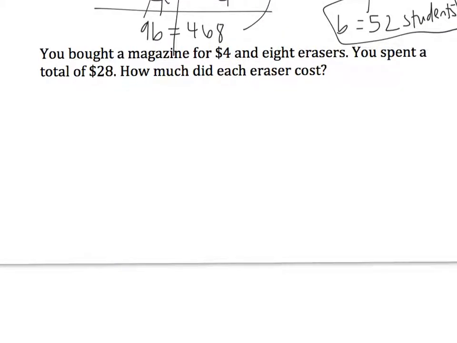All right, let's take a look at the last problem here. You bought a magazine for $4 and 8 erasers. You spent a total of $28. How much did each eraser cost? So let's define our variable. We need to figure out how much each eraser cost. So I'm going to say E is my variable, and that's going to represent the cost of an eraser.